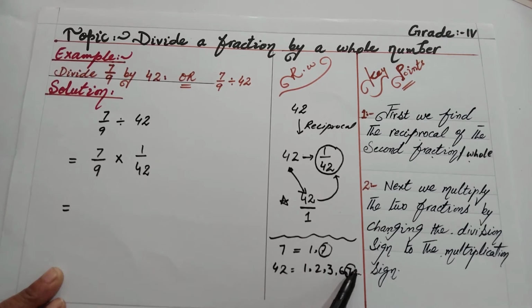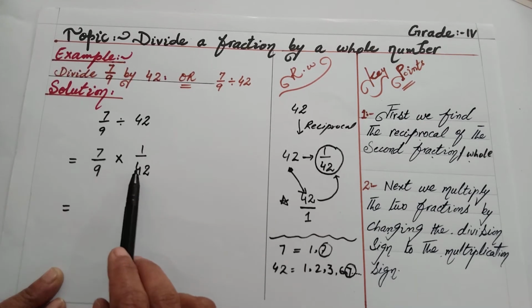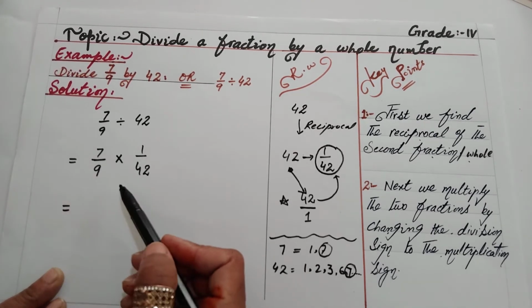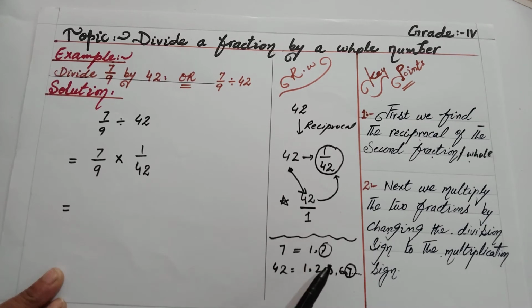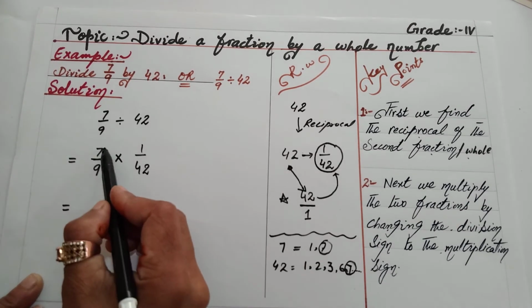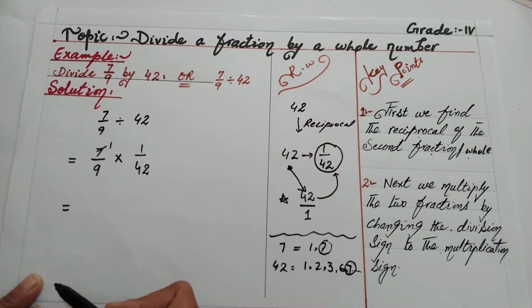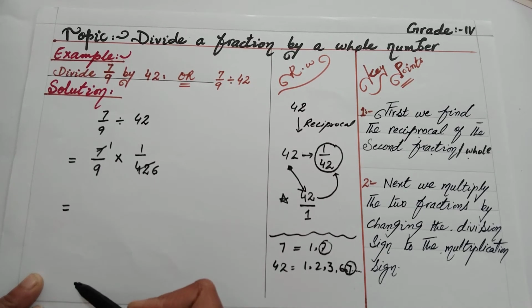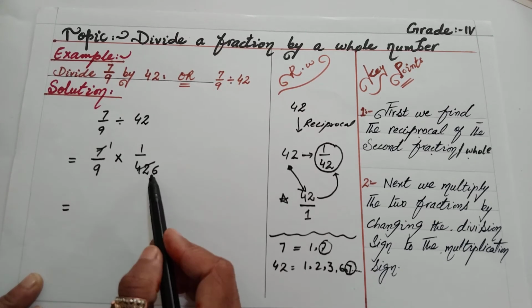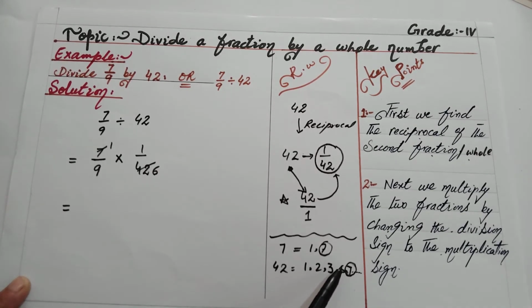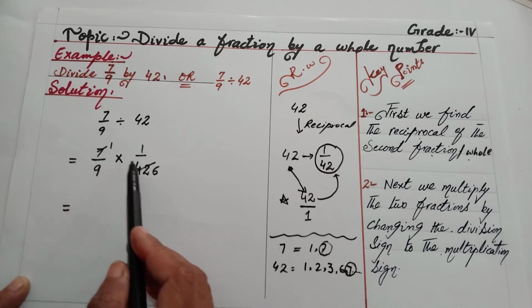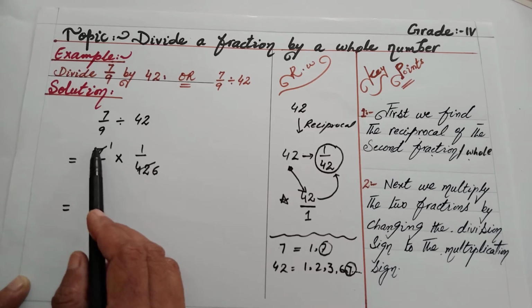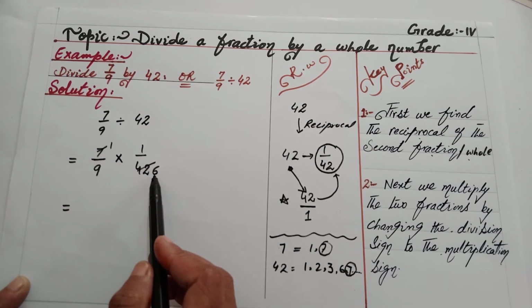7 and 7. So we can divide these two numbers by 7. So what is the common factor of 7 and 42? 7. So we will divide it by 7. So here 7 ones are 7 and 7 sixes are 42, because 7 is the highest common factor of 7 and 42. So we will divide the 7 and 42 by 7.